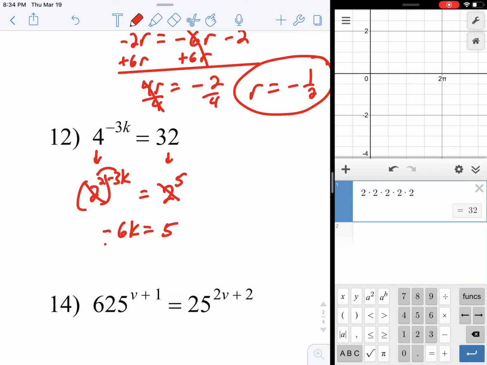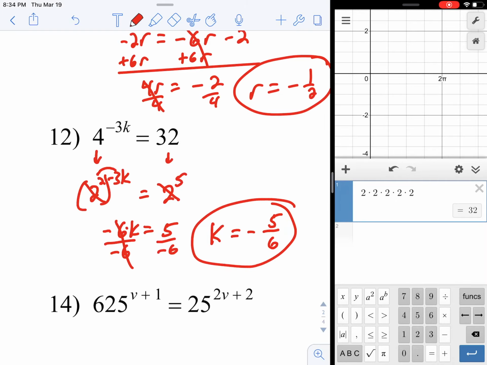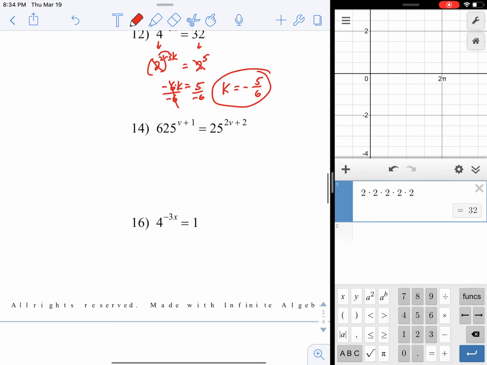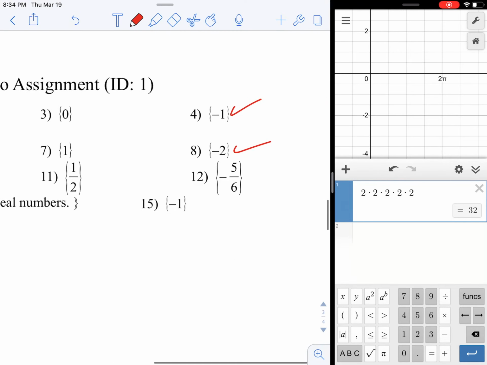If I want to isolate k, I'm going to divide by -6 because they're multiplied. And you get a fraction that does not simplify. You can bring the negative out front of that fraction bar, but other than that, they don't really divide out. We're not really looking for decimal answers, I don't think. Yeah, no decimal answer, just -5/6.